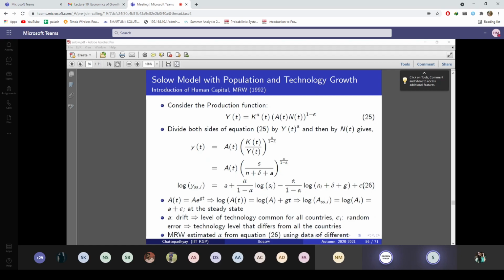What is the rate of growth of technology? Sorry, what is the rate of growth of per capita output along the balanced growth path? G. Same as the rate of growth of technology. Very good. How do you do that?